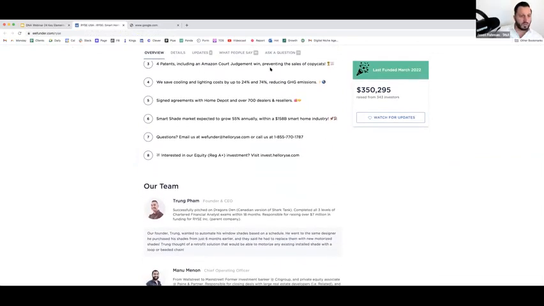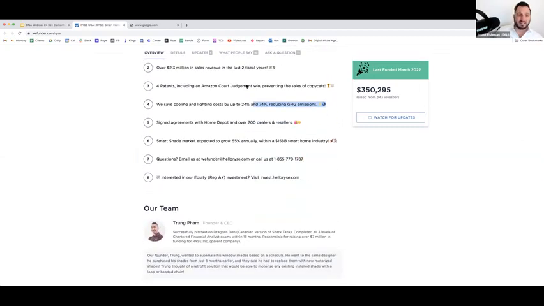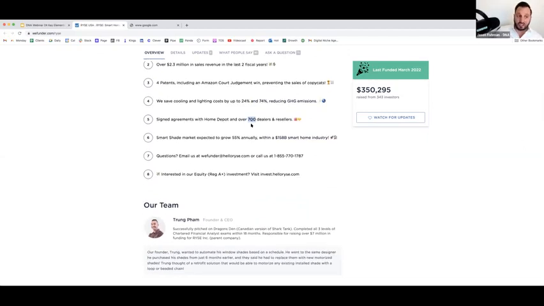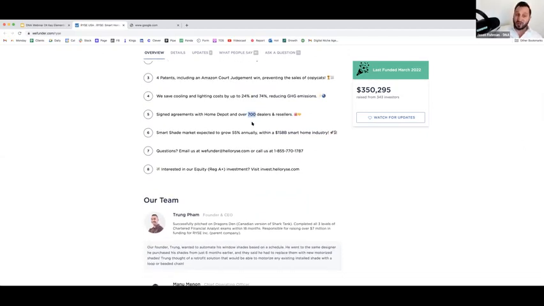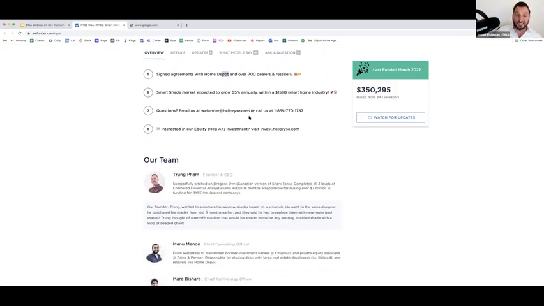Notice how there are numbers on these highlights. I'll often see highlights that are very grandiose but do not have measurements. Numbers are the only way to measure and show some gauge. I may not know everything about the industry, but I know that signed agreements with Home Depot and over 700 dealers and resellers is a big deal. Third-party validation, social proof with the big name plus 700 or more speaks loudly.